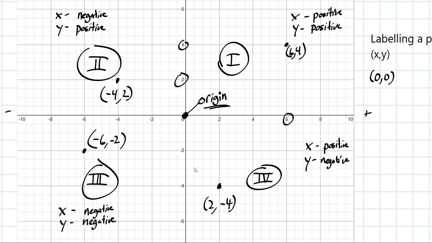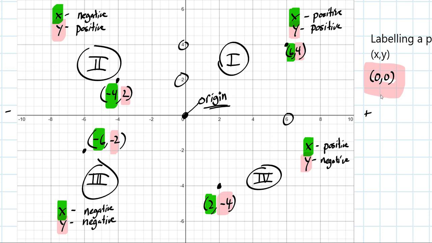And anytime we're labeling a coordinate, our x value always comes first, and our y value always comes second. So it doesn't matter where we are or what we're trying to show, the x value comes first and the y comes second, and we do them inside of brackets with a comma in between.